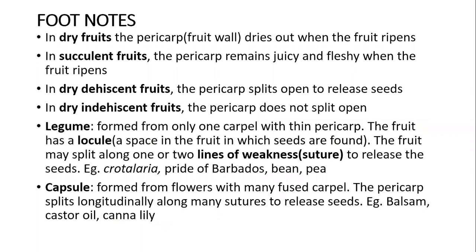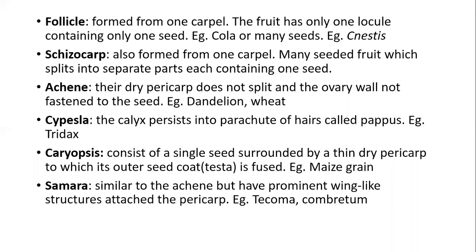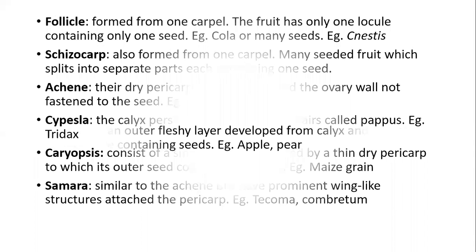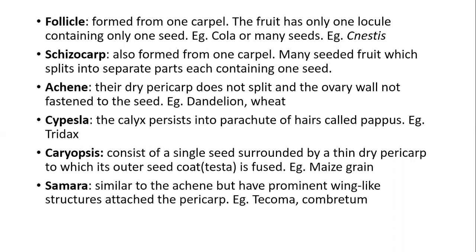So these are the footnotes, what I just explained about the flow chart. So you have everything here. In dry fruits, it explains. In succulent fruits, it explains. Dry dehiscent, legume or pod, capsule, follicle, schizocarp, achene, cypsela, caryopsis, samara. So it explains each of the dry fruits.